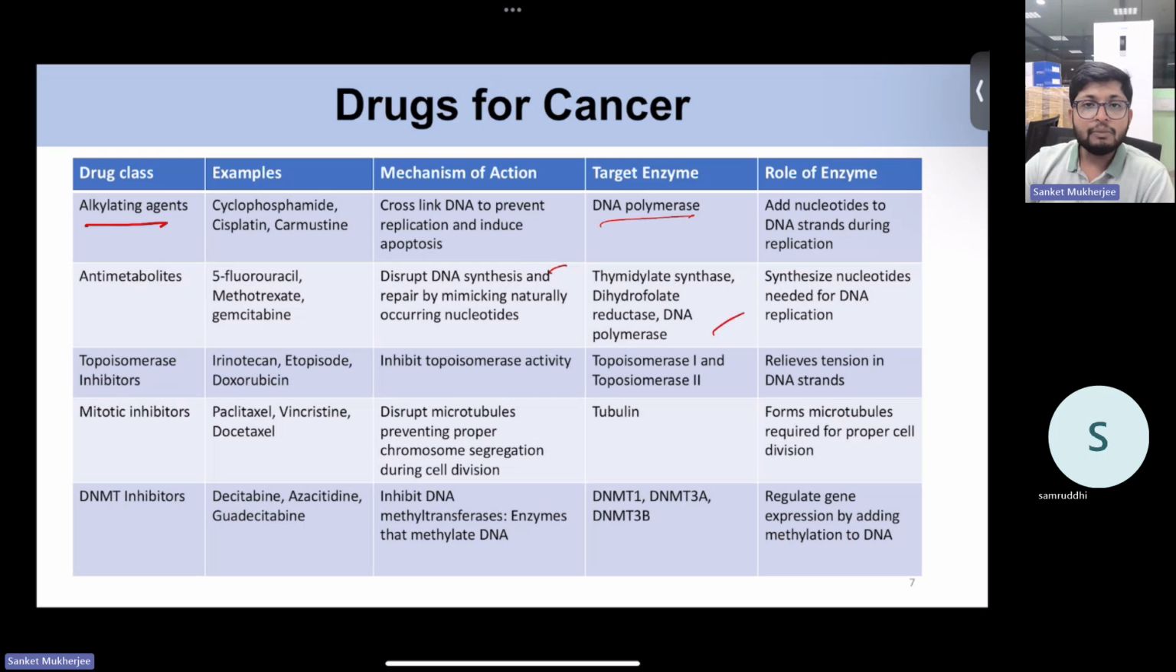Similarly, we have DNMT inhibitors. They specifically target DNMTs, which are DNA methyltransferases. Decitabine, azacitidine, and guadecitabine are some drugs. They inhibit DNA methyltransferase activity. These are the enzymes which are used to methylate DNA.